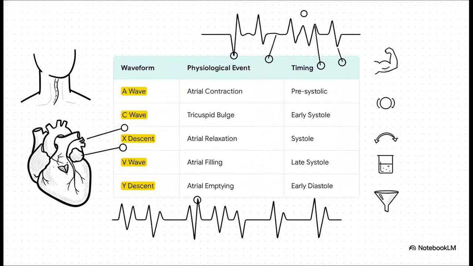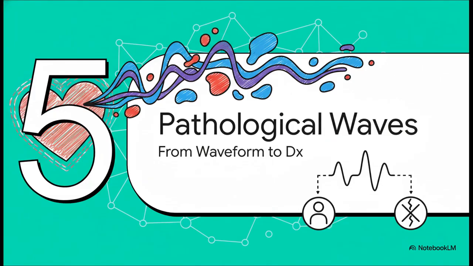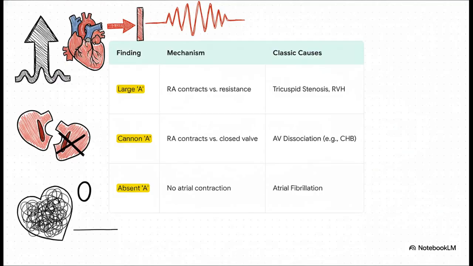Okay, now that we have a solid grasp of what's normal, we can start playing detective. We can look for weird things in this waveform and connect them directly to specific diseases. Let's start with that first wave, the A wave. If you see a large A wave, it means the atrium is having to squeeze extra hard against some kind of resistance, like a stiff tricuspid valve in stenosis or a beefed up right ventricle.